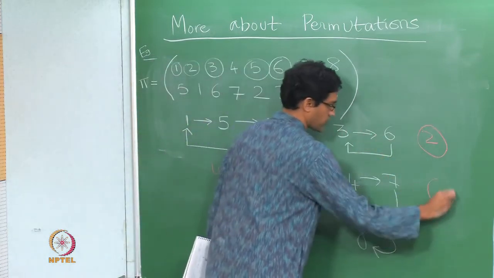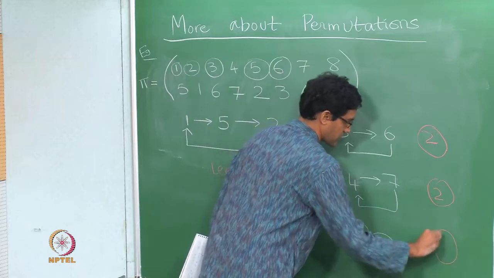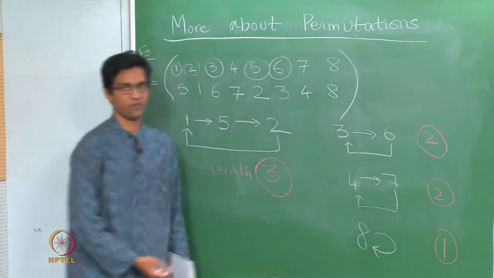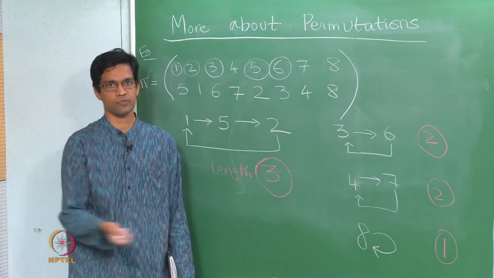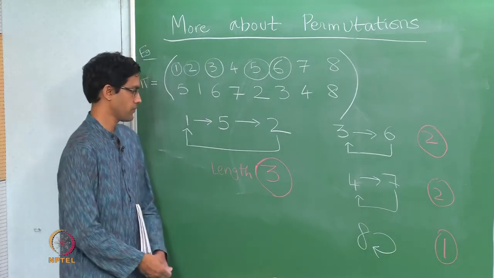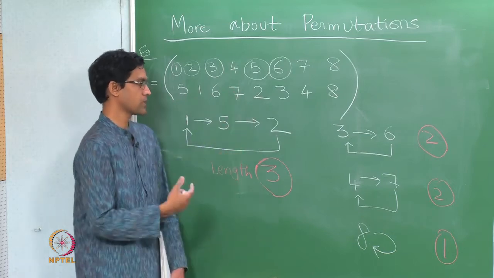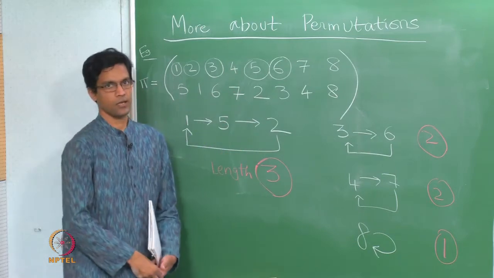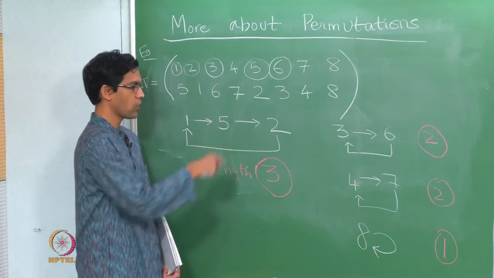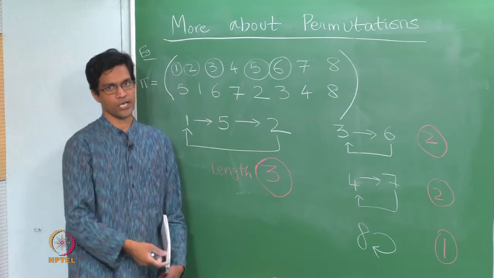This guy here is a cycle of length 2, and the last guy is a cycle of length 1. So a cycle of length 1 just means it's something which maps back to itself under the permutation. So now what we have done is the following: we have looked at these 8 numbers, we have looked at a permutation of these 8 numbers, and we have what we would call decomposed it into cycles.